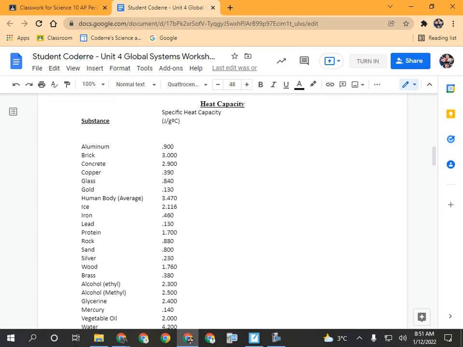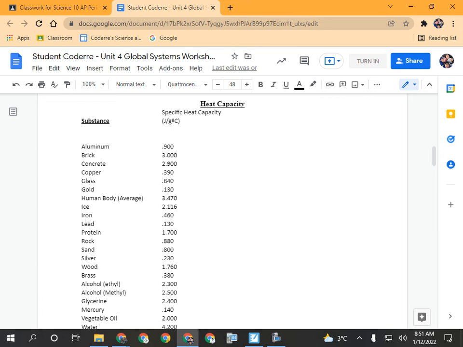So you can see here there's quite a range of heat capacities. Concrete's 2.9, copper is pretty low. Copper will heat up very quickly. Glass is kind of on the lower end. Gold is a really low heat capacity. It's why you can put on jewelry and it feels cold for an instant, and then all of a sudden it's the same temperature as your body. It doesn't take very much energy for it to heat up.